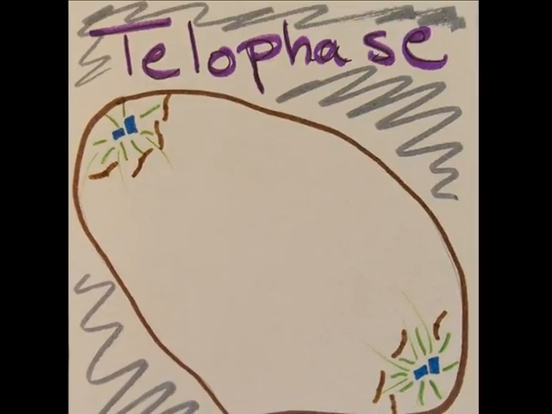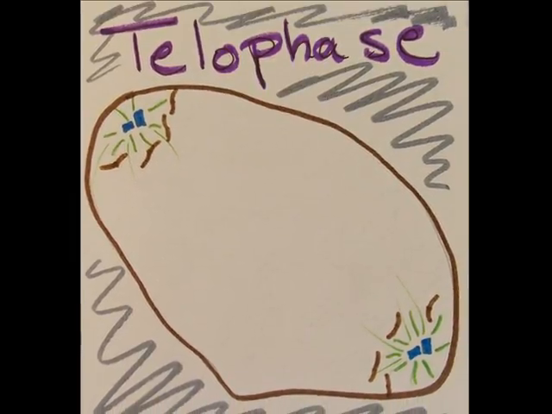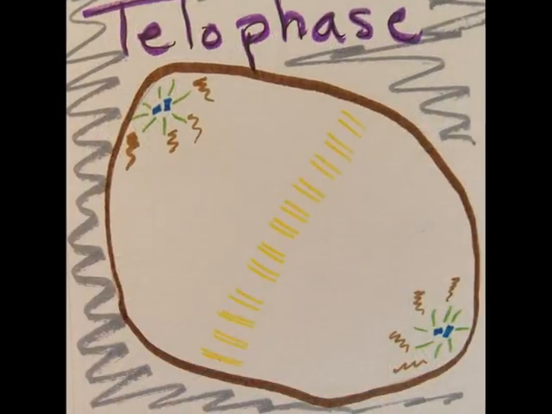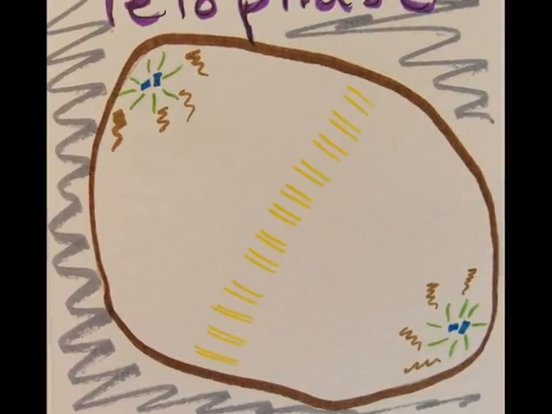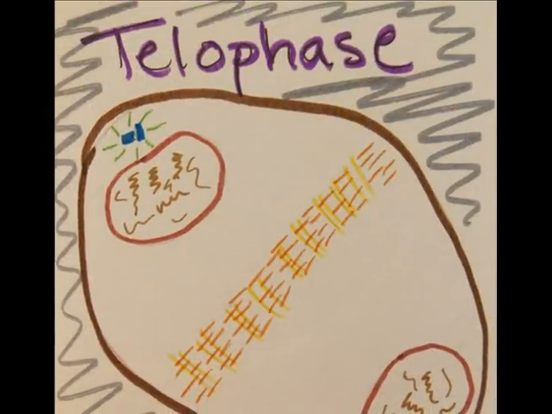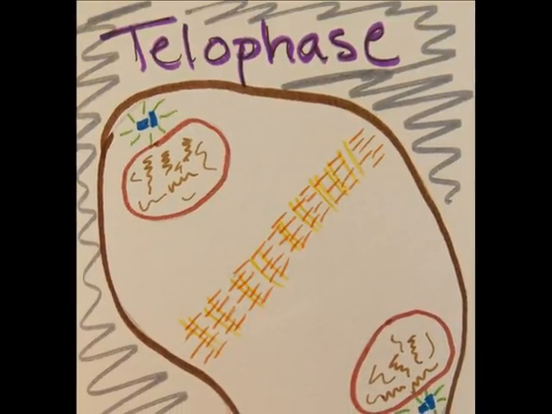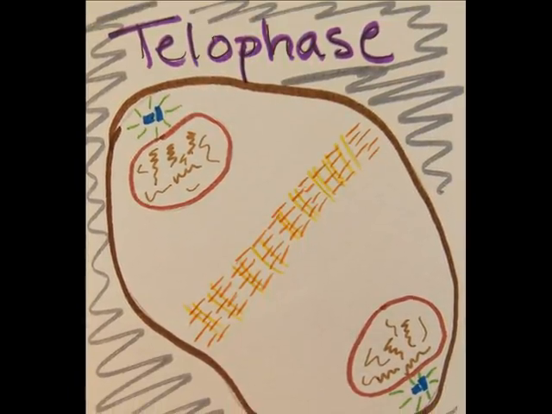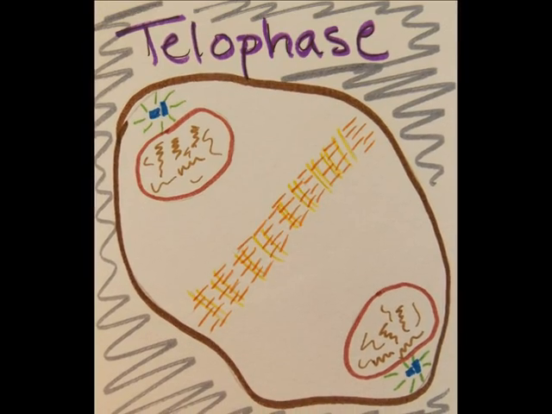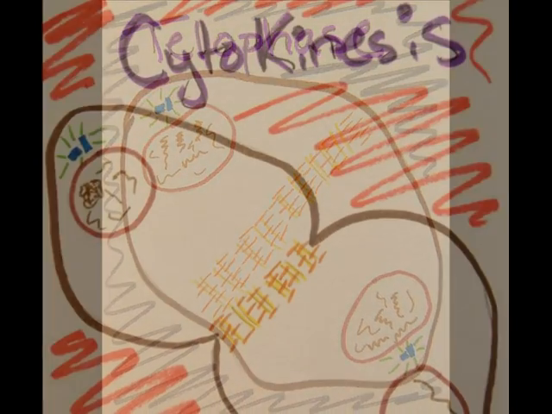We can see here in telophase that the chromosomes are becoming less recognizable. The spindle fibers are pulling back. Charles is almost finished as the chromosomes decondense and 2 nuclear envelopes are formed. As you can see, there are protein fibers forming in the middle of the cell. This is where cytokinesis begins.